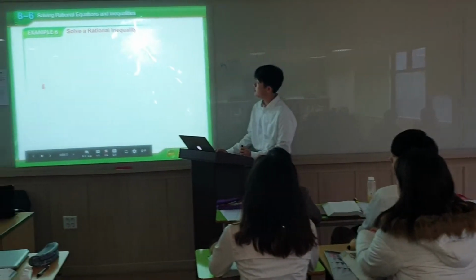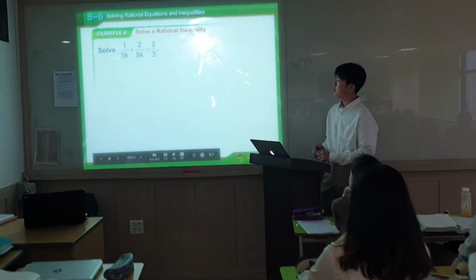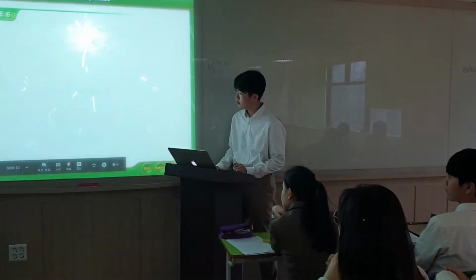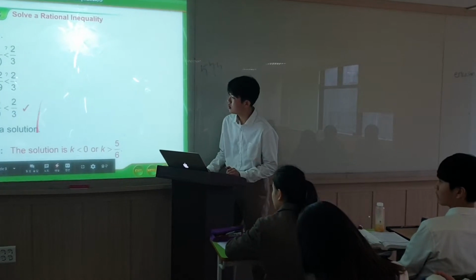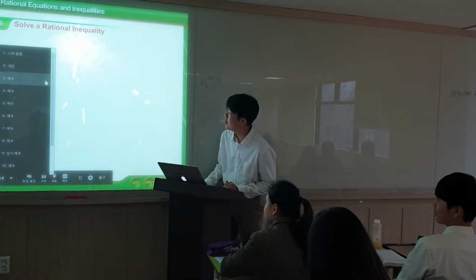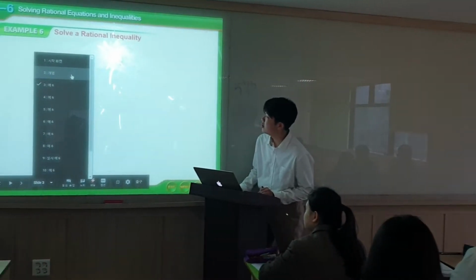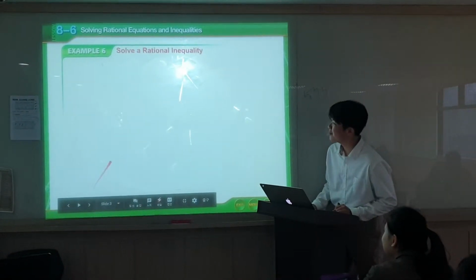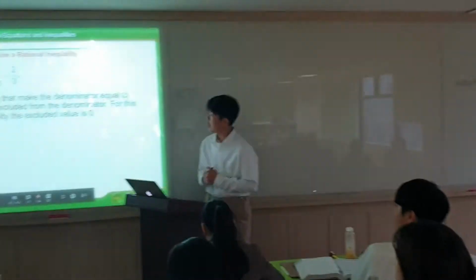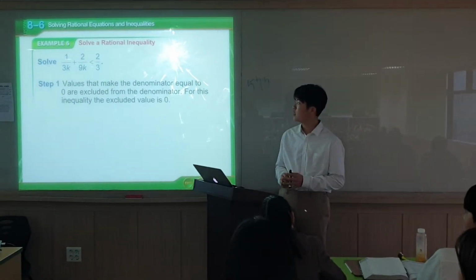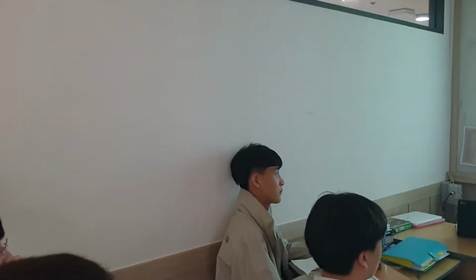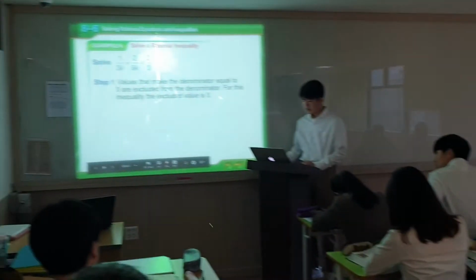Alright, so this is going to be our first question right here: 1 over 3k plus 2 over 9k is smaller than 2 over 3. And our first step is going to be saying that values that make the denominator equal to zero are excluded. And for this inequality, I could figure out that the excluded value would be zero in this case.